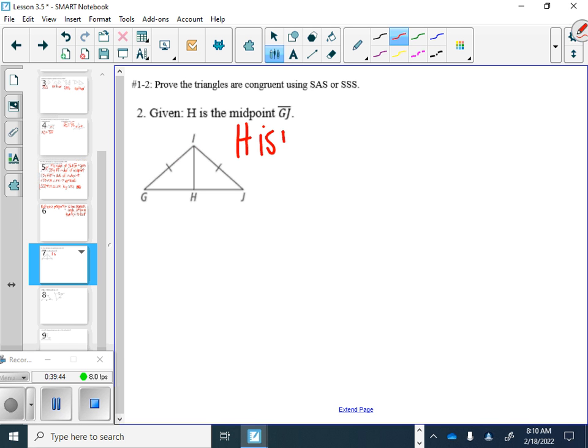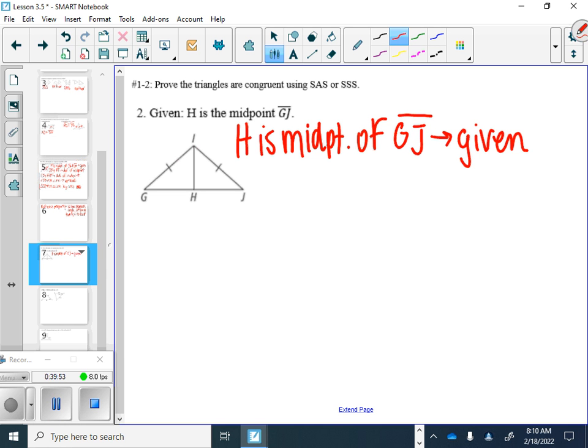So H is the midpoint of GJ. How do I know that? I was given that. Write down your givens first. If you cannot do anything else, you can write down your givens.